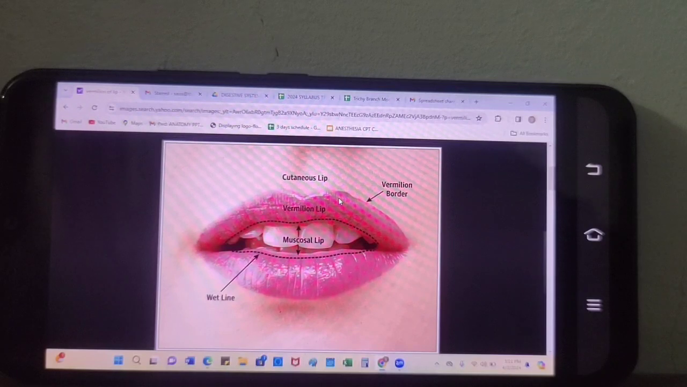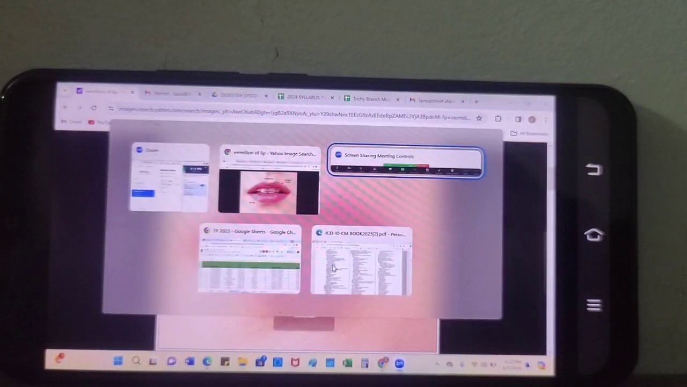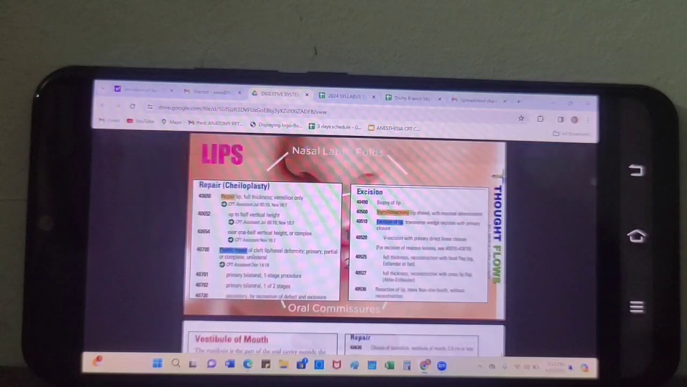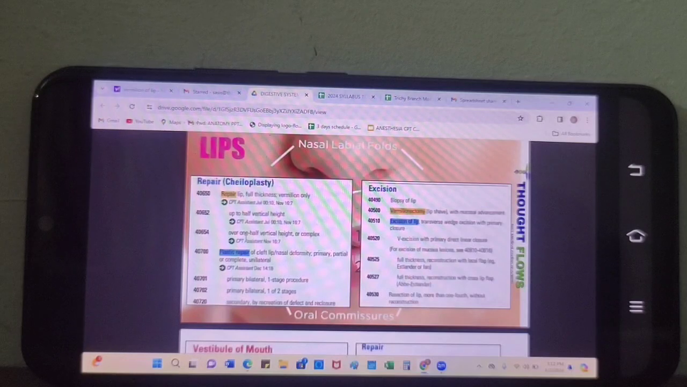The surgeon just makes a suture on one half of the lip or vertical height. Half vertical height or less means go for 40650. Over one half vertical, more than half, means go for 40654.